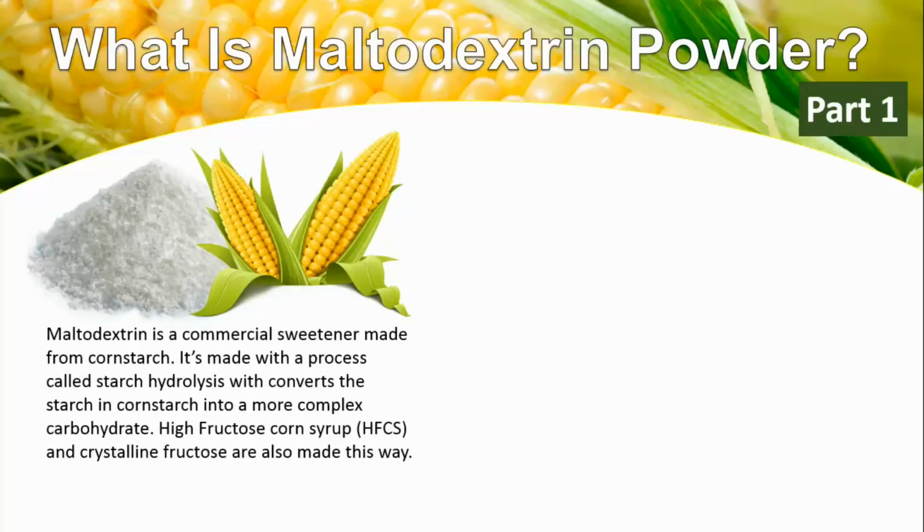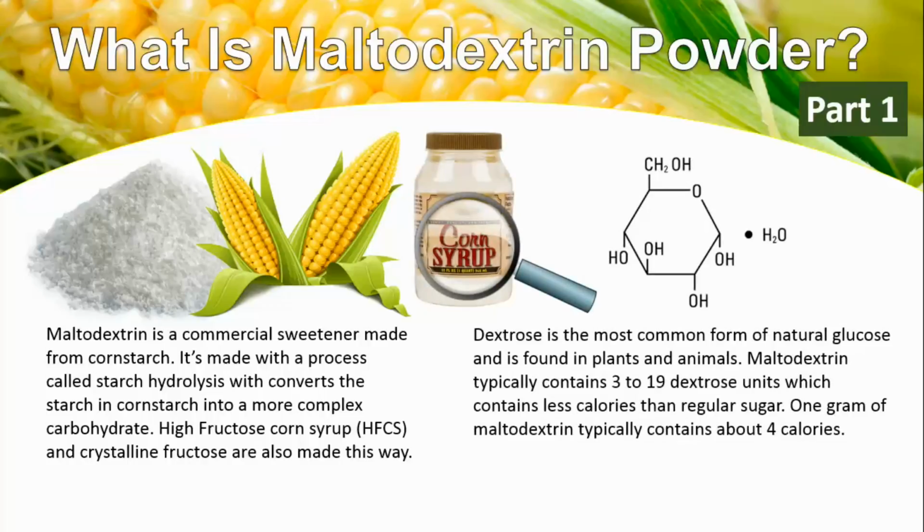Well, maltodextrin is a commercial sweetener made from cornstarch. It's made with a process called starch hydrolysis, which converts the starch in cornstarch into a more complex carbohydrate. High fructose corn syrup and crystalline fructose are also made this way. So it's basically over-processing corn to derive some type of white powder from it.